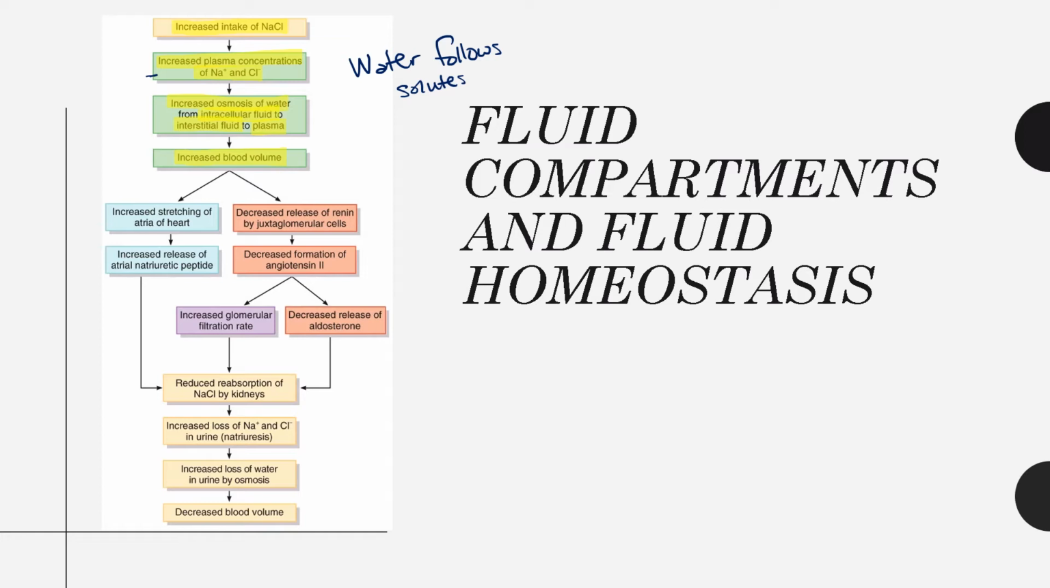Now, recall that the three main hormones that regulate sodium and chloride reabsorption and therefore the amount lost in urine are angiotensin II, aldosterone, and the atrial natriuretic peptide, or ANP. So these are going to be the three main hormones that regulate renal sodium and chloride reabsorption.